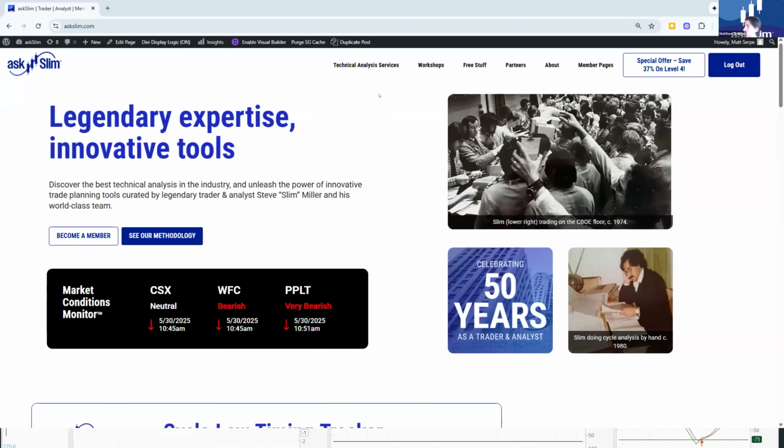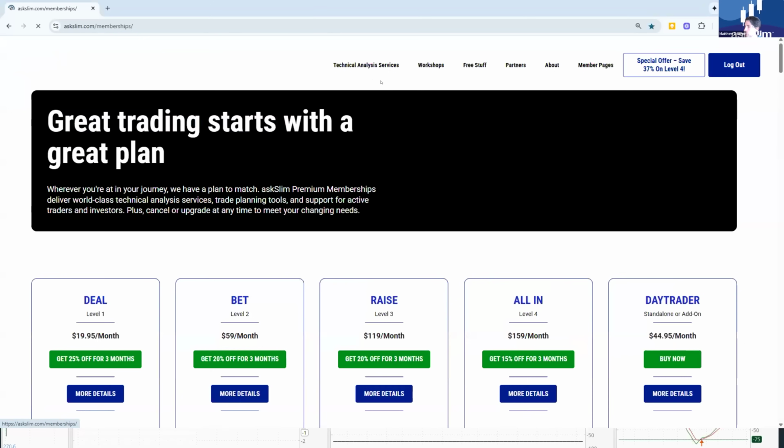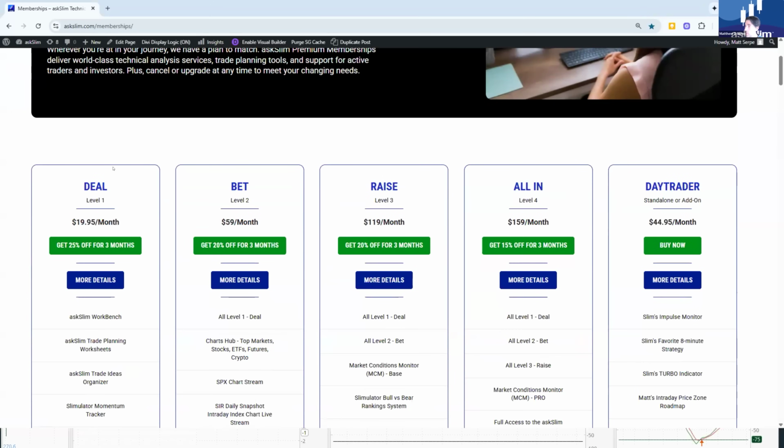In terms of our membership levels, on our site, you can see under the technical analysis services that we offer several membership tiers, and those run from level 1 to level 4, and then we have a separate standalone day trader add-on service. So we support swing traders of all different stocks. As you go from one membership level to another, the coverage of the markets that we provide will increase.